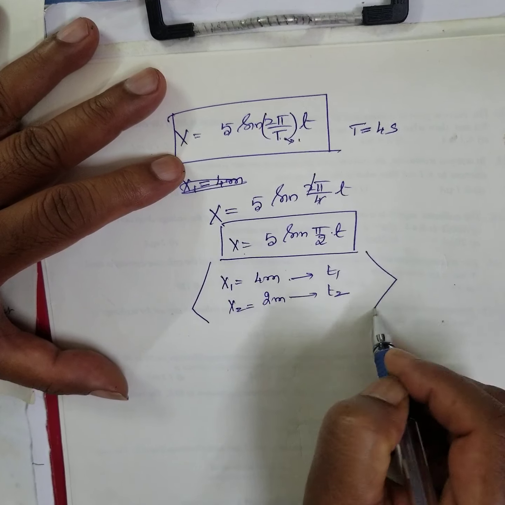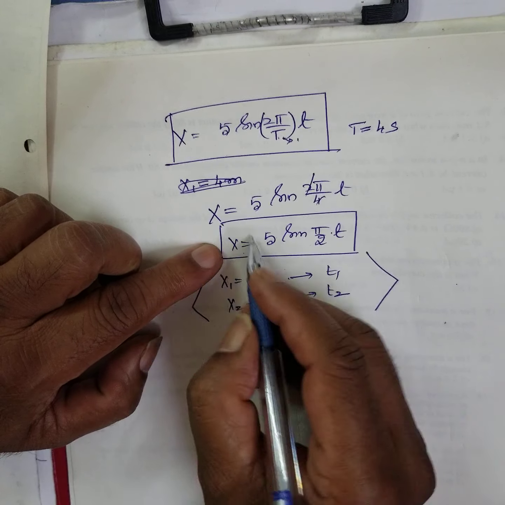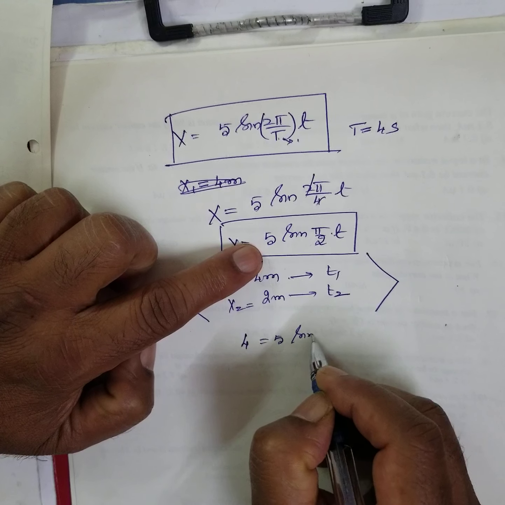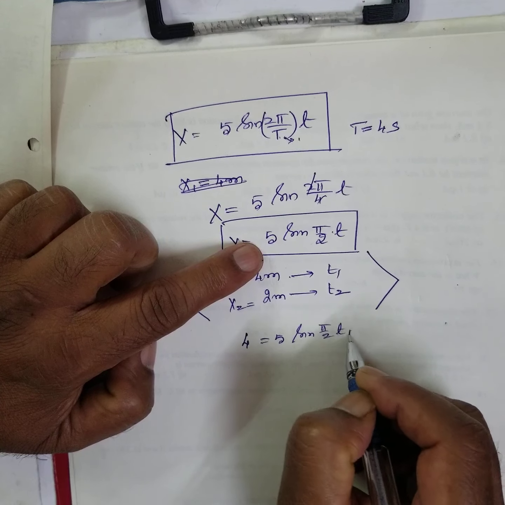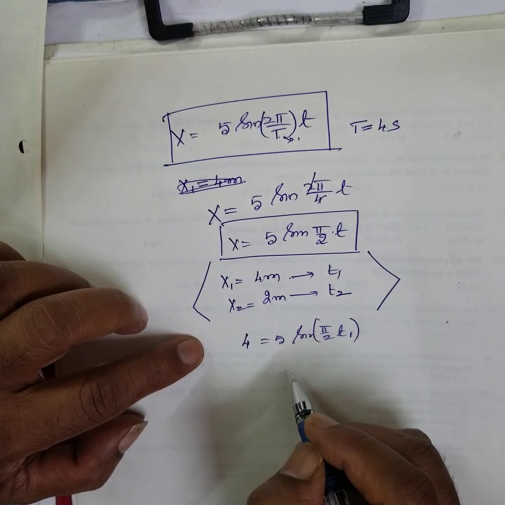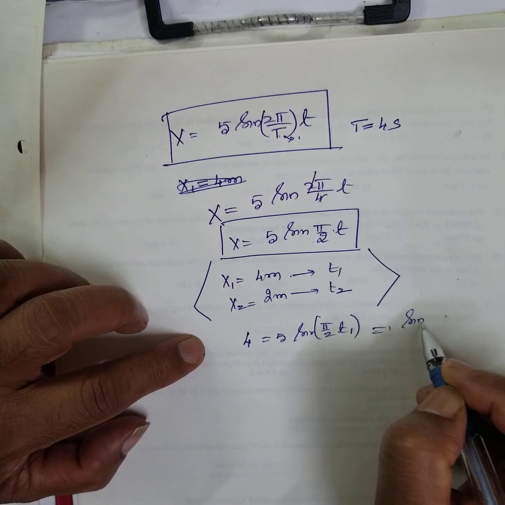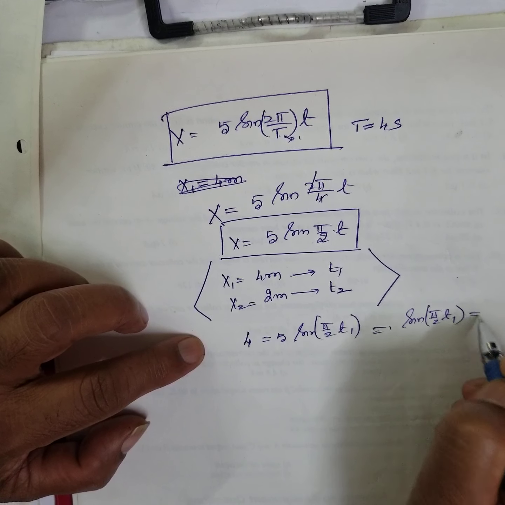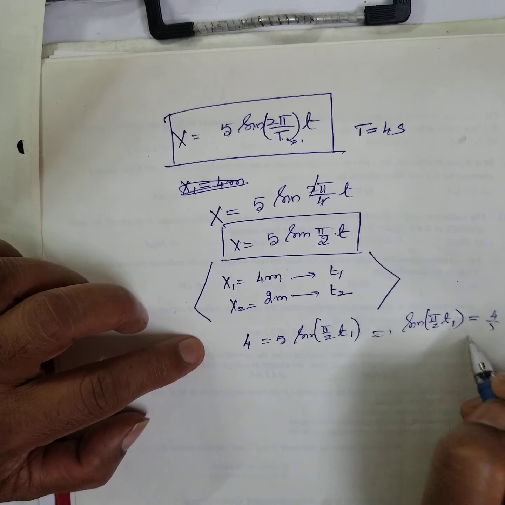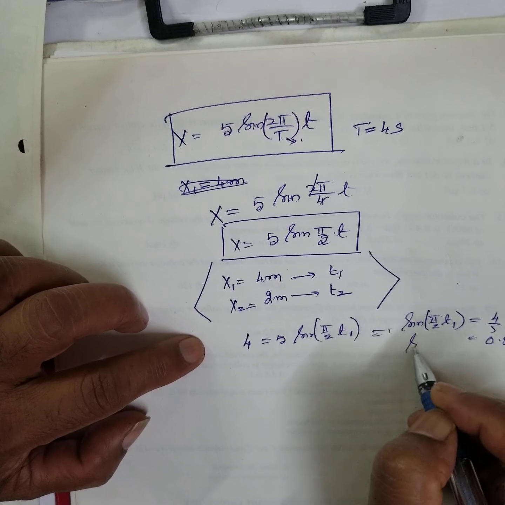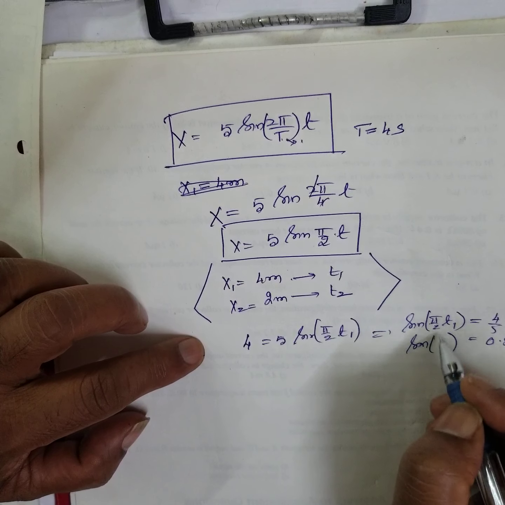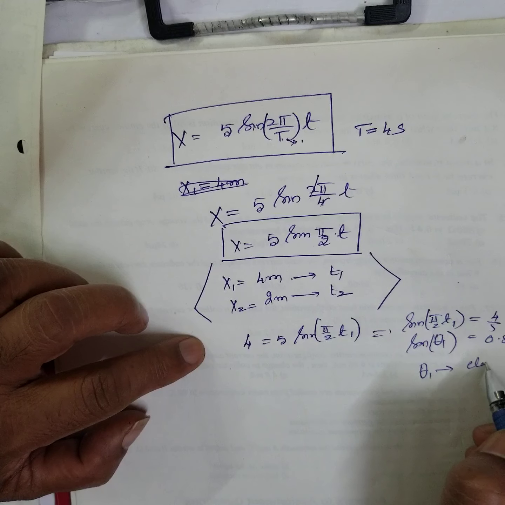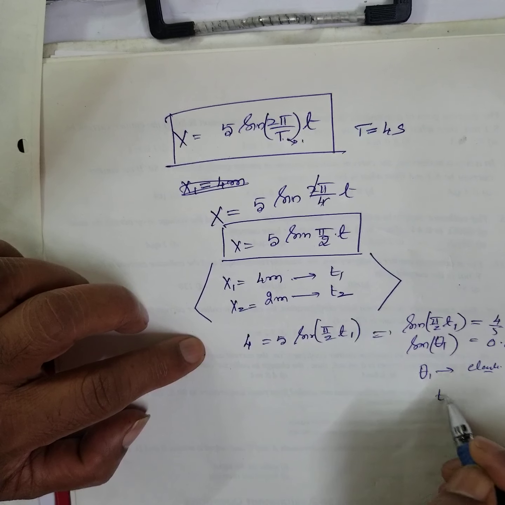All possible means. Here I am doing it like this. x1 is 4, which is equal to 5 sine pi by 2 t1. Therefore, what do you get? Sine pi by 2 t1 equals 4 by 5, or 0.8. Right? This is sine theta 1. Therefore, theta 1 you have to find out from Clark's table. From Clark's table, you will get t1.